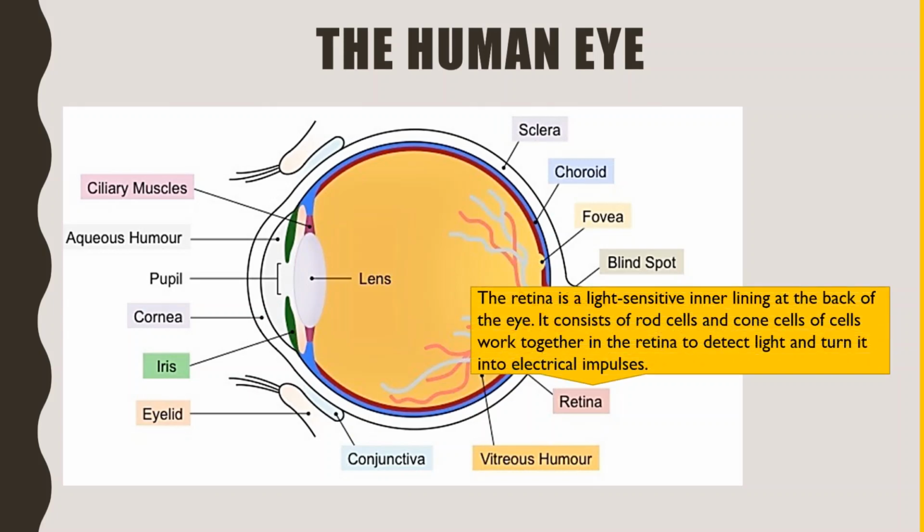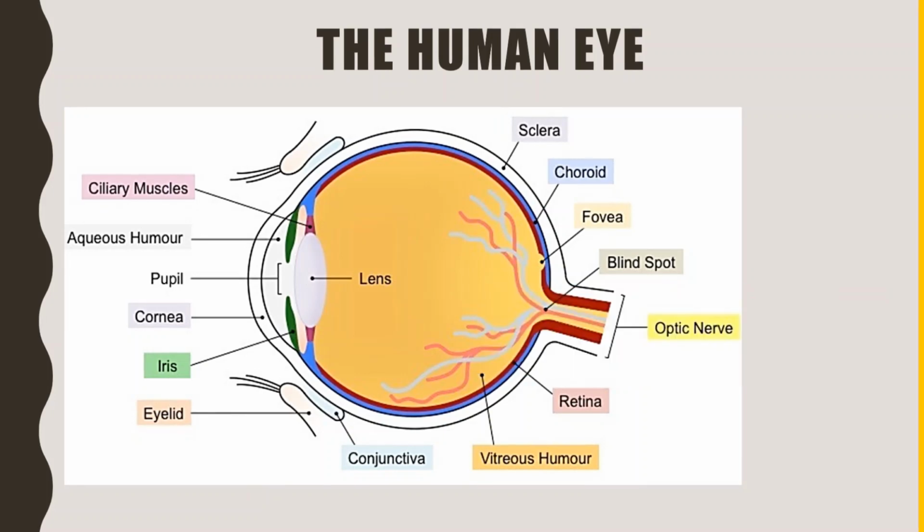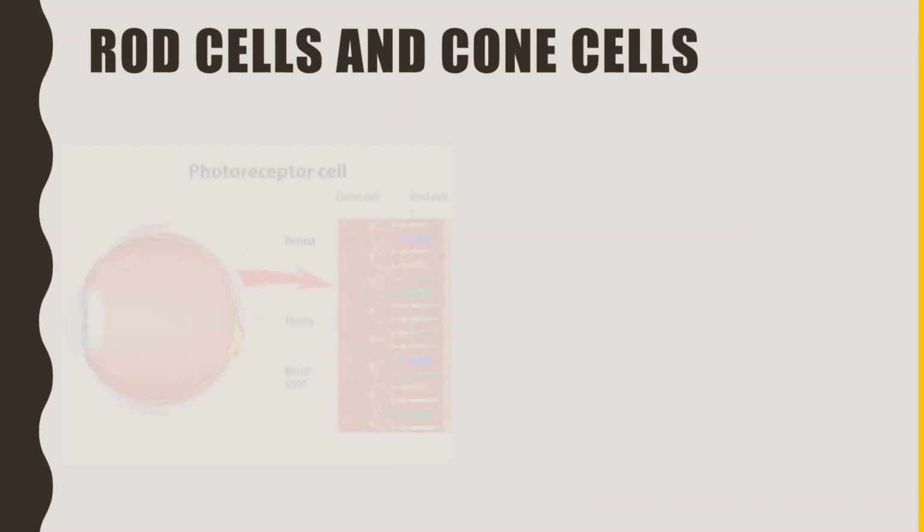Moving on to the next part of the human eye, which is most important, the retina. The retina acts as a screen for your eye. What is the retina? It is nothing but light sensitive cells, which have certain functions to perform. It consists of two kinds of light sensitive cells, rod and cone. What do rod and cone cells do?